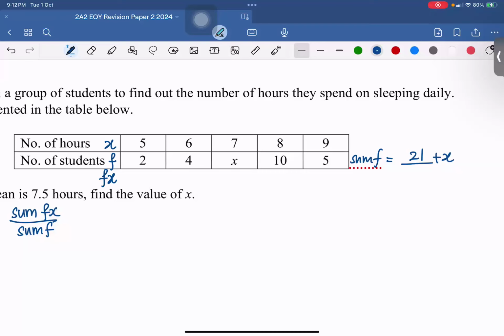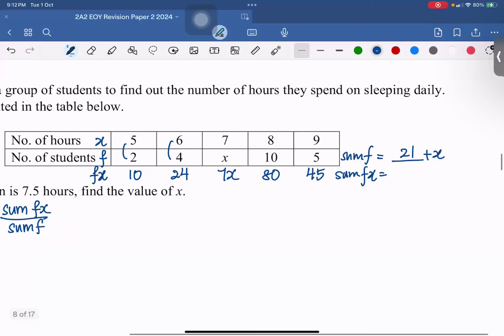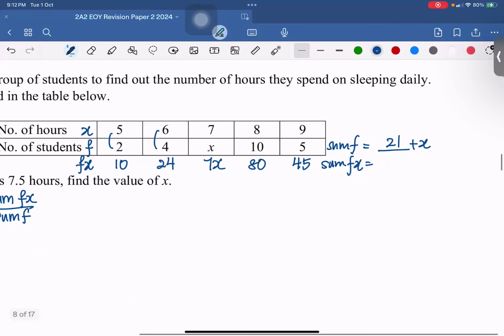Okay, next one, find fx. F times x, frequency. 5 times 2, 10. Next one, 24, 7x, 80. What is the sum fx? Plus 10 plus 24 plus 7x plus 80, use the calculator. I got 159 plus 7x. Check, is it correct? Confirm?